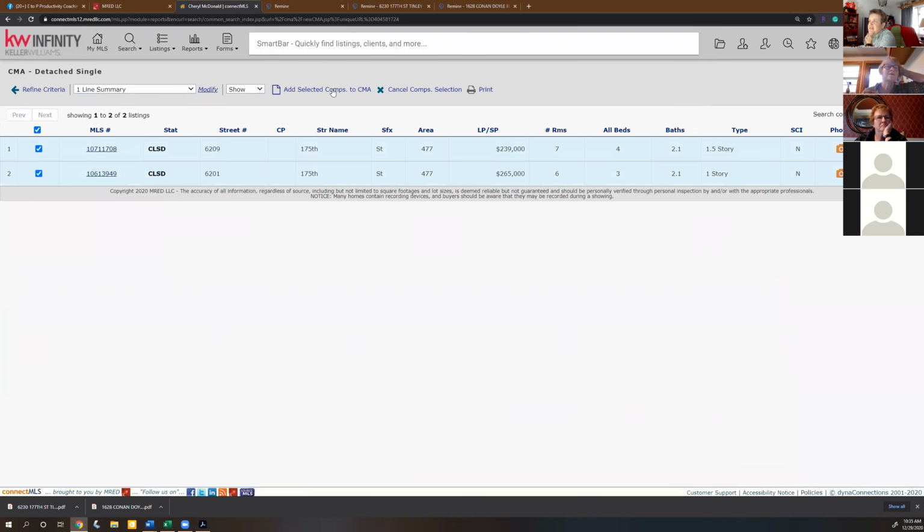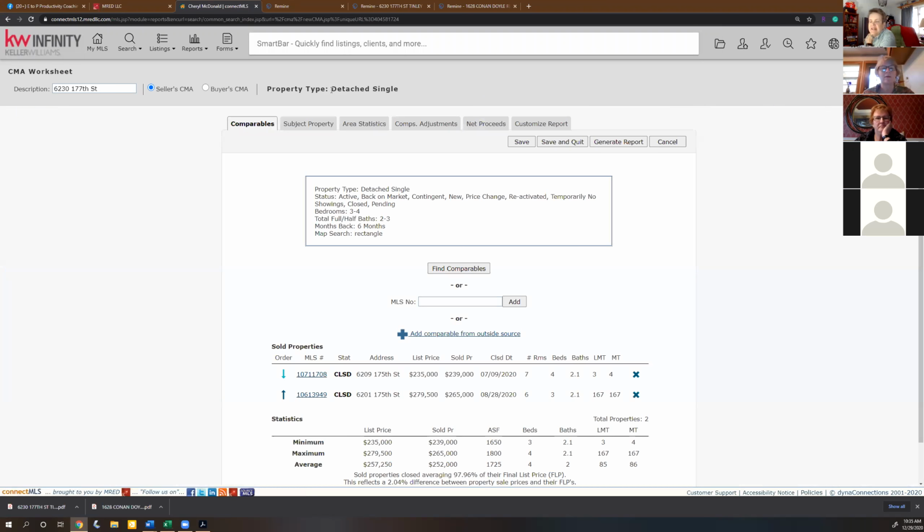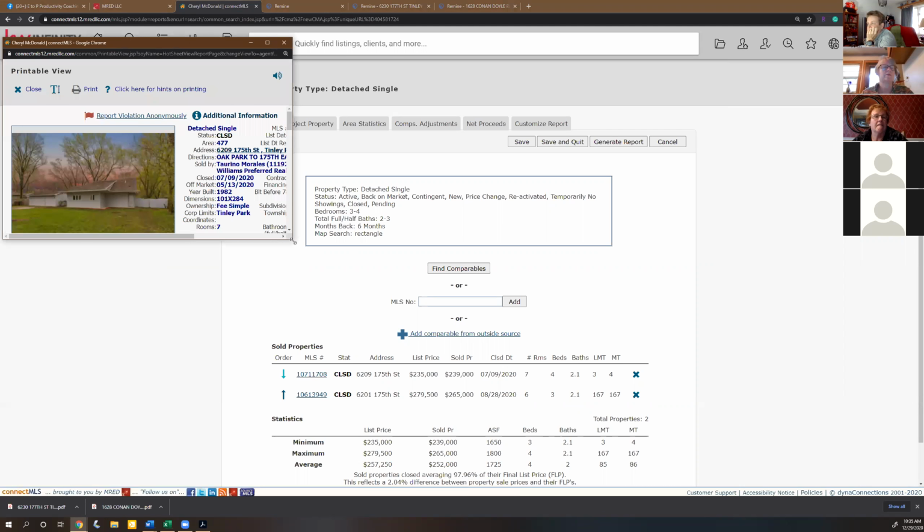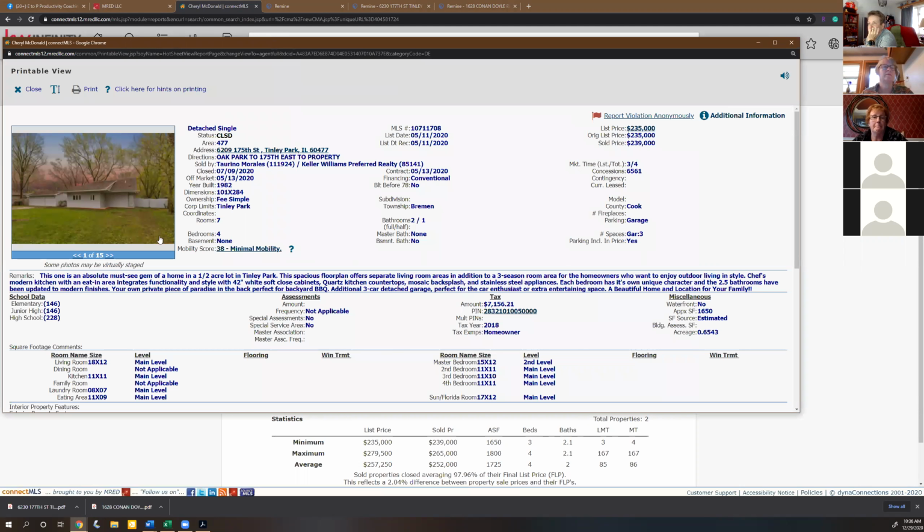So I'm going to go ahead and add these to the CMA. I do not have any competition right now in that area. So should I expand out? Did they have the same size garages? I don't remember. Somebody asked me that. We have a 3-car garage. What about basements? Good call. Let's go back and see. None. No basement in this house.